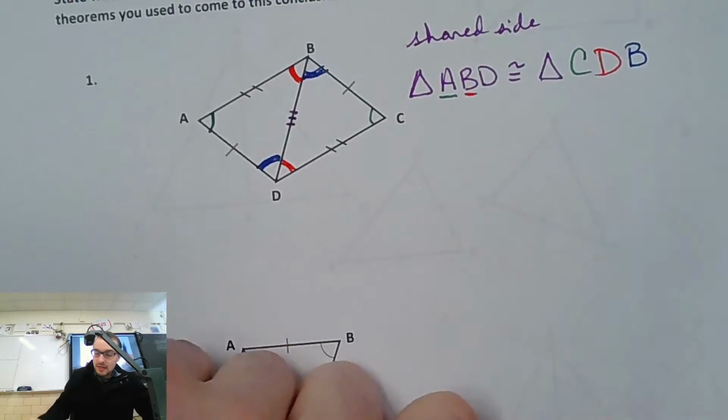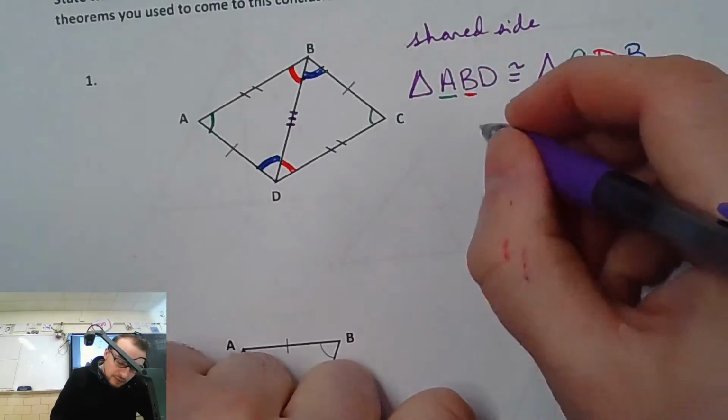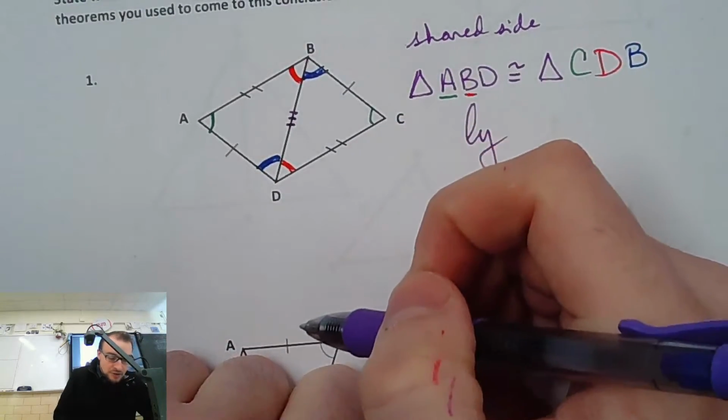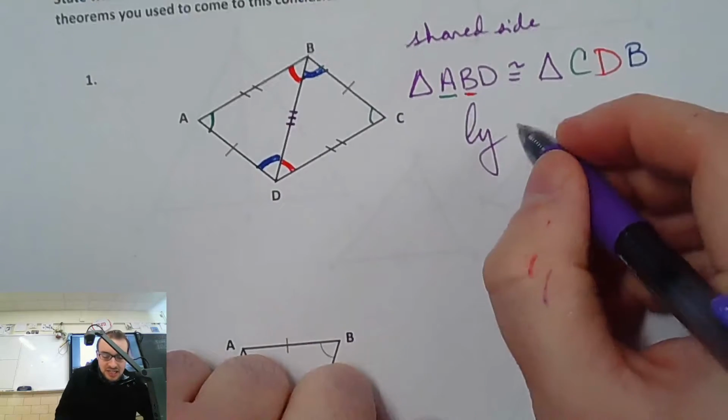So how many points is it if we got that question wrong? We're not done yet. We're going to say that's by, and the way we said these are congruent was by side, side, side, because that's what we were given.